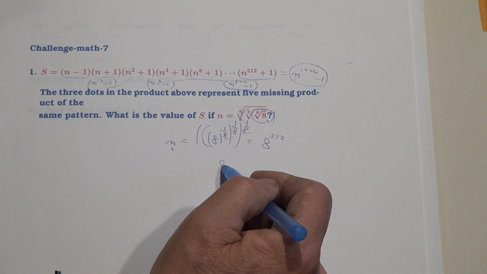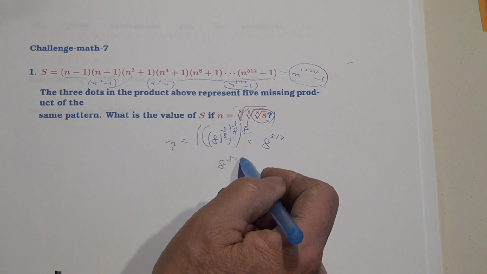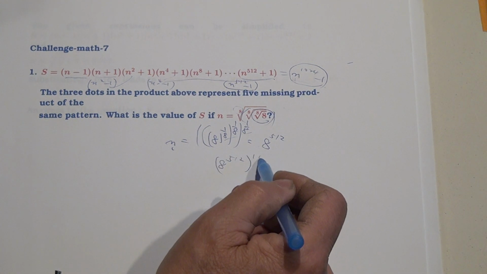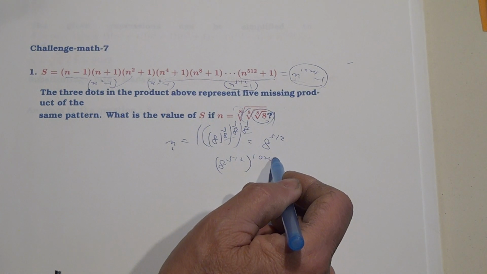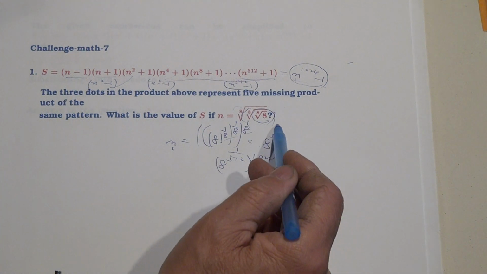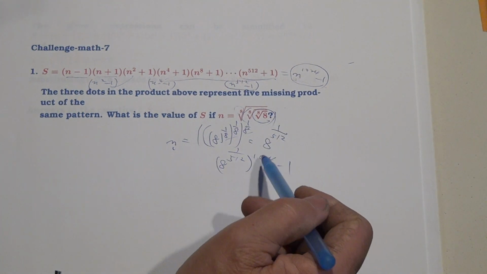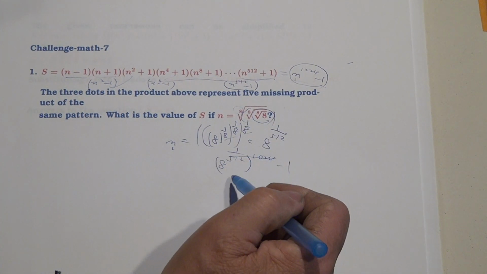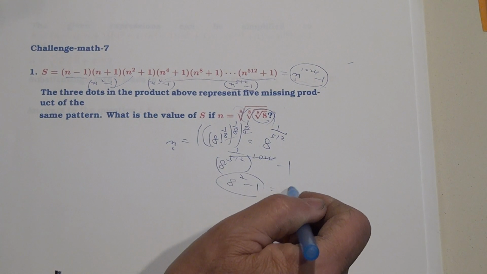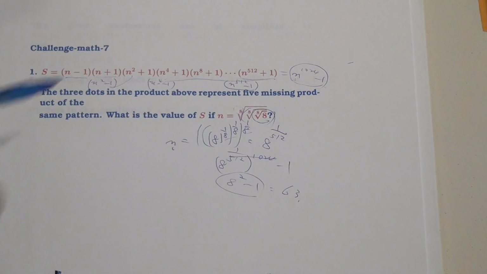Then a to the 512 power, to the 1024 power, minus 1. Okay. If you simplify this, you will get a to the second power minus 1. Game over, isn't it? Game over, right?